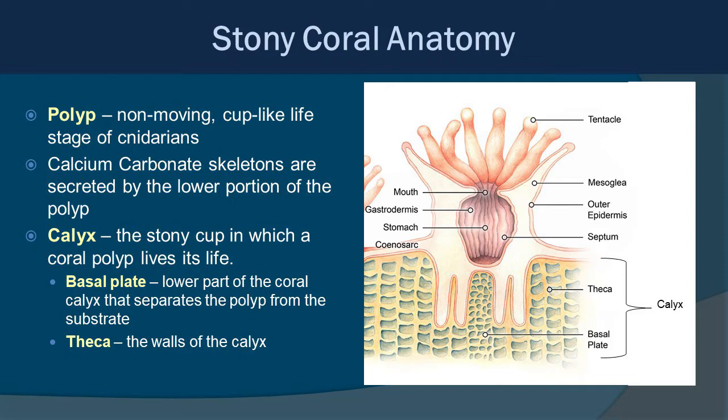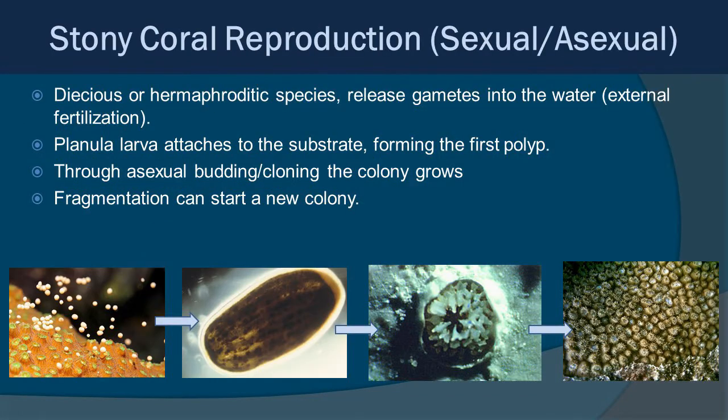For reproduction, we'll talk specifically about stony corals, and they are either dioecious or hermaphroditic, and they release gametes into the water. So they go through what we call external fertilization. So essentially, egg and sperm get out into the water, they meet somewhere, hopefully through chance, and fertilize each other externally.